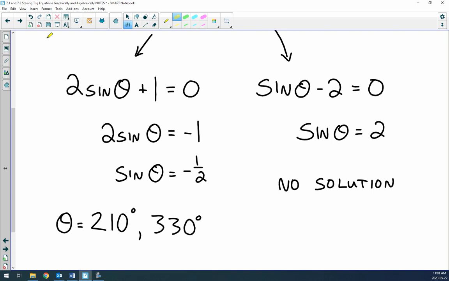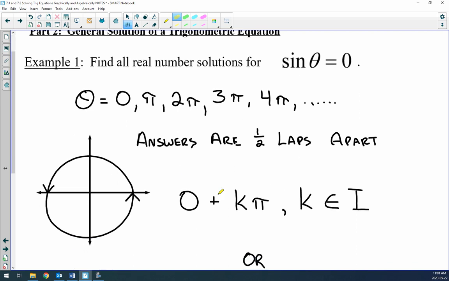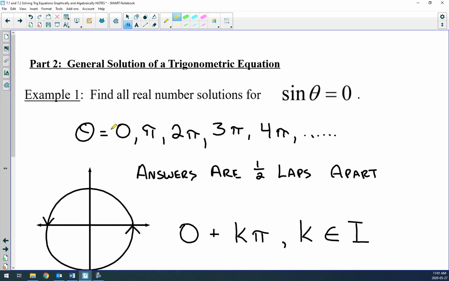Okay, so now those are all exact solutions. Part 2 of this one is creating a general solution. A general solution is an unlimited number of answers. So what we do is create a real number solution. Okay, so let's look at this first one. Find all real number solutions for sine theta equals 0.